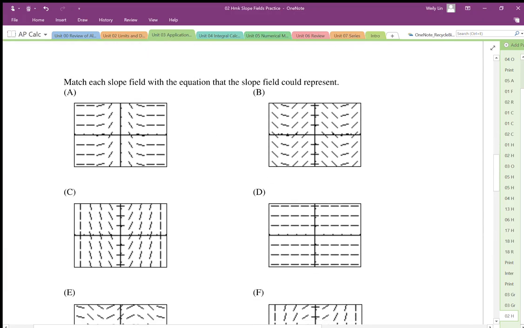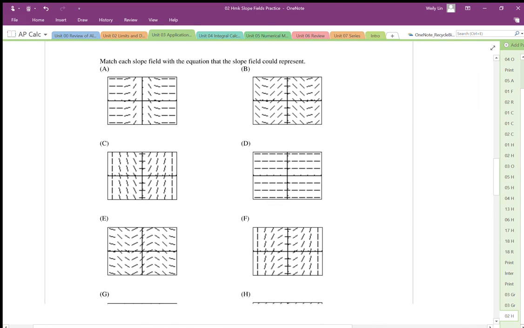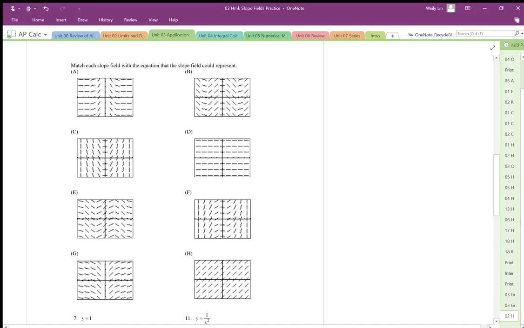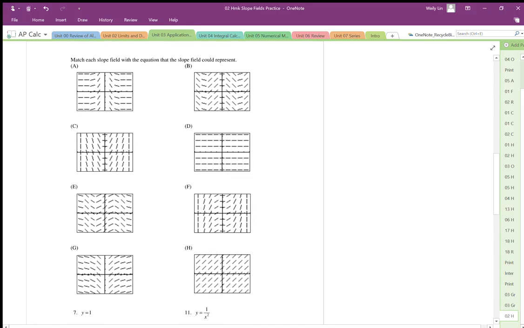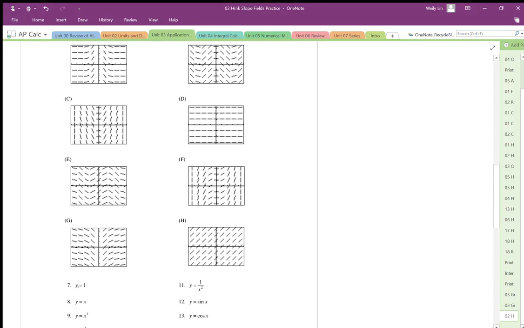This is asking us to match the slope field with the equations. Taking a look at these slope fields and the equations, maybe we'll just try to match some of these equations. Looking at question number 7, y equals 1. Well, y equals 1 is a horizontal line. The only one that has horizontal lines throughout is going to be this. So that's going to be y equals 1. For y equals x, it's just going to look for diagonal lines sloping to the right. Just by visually inspecting it, I can see that this is going to be y equals x.